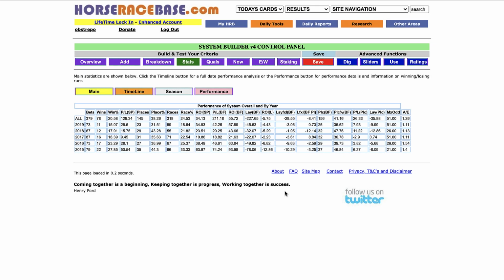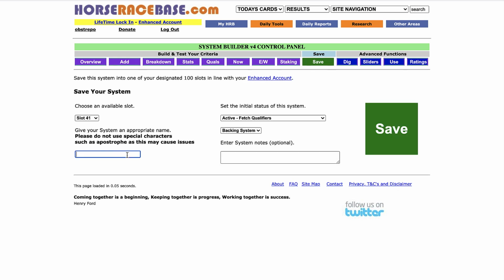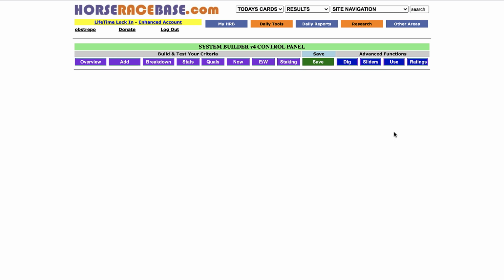Once you've settled on your system criteria, you can save them within Horse Race Base. Enter a name for your system. So I'll put Fahey early season. And you can enter any notes you want, and then it allocates it a slot number. And on the plan that I've got, I get 100 slots that I can save systems under. So I'll save that one. I'll go back to the overview.